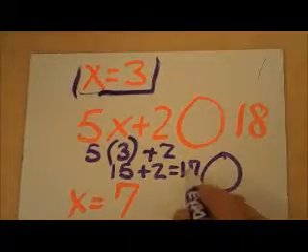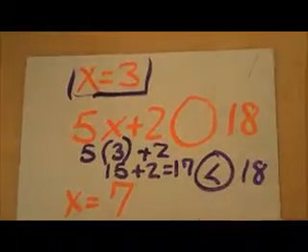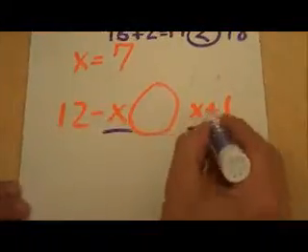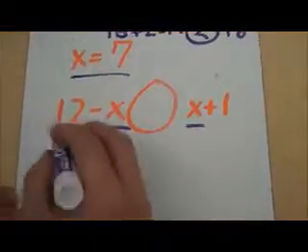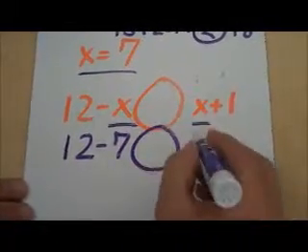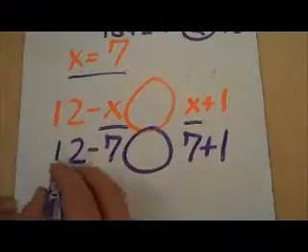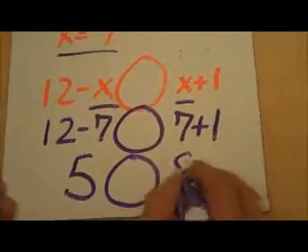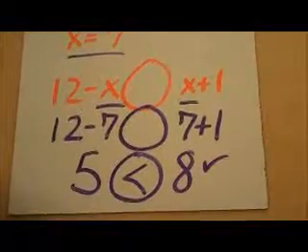And if I think about this, I'll rewrite it. 17 greater than, less than, or equal to 18, it will be less than. And with the last one, we actually have to plug in on both sides. X in this case will be 7. So I will rewrite 12 minus 7 on this side, 7 plus 1 on this side, on the right side. 12 minus 7 will be 5. 7 plus 1 is 8, and we all know that 5 is less than 8. This is how we solve for inequalities.